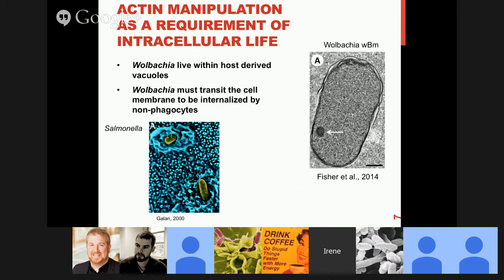So I'll show you this nice picture from Jorge Galan's group showing Salmonella with the classic membrane ruffles that are actually being promoted by Salmonella itself. So through the injection of type 3 effectors, Salmonella is promoting uptake in these epithelial cells, producing these beautiful structures and allowing the bacterium to invade the intracellular niche. So it's likely the case that Wolbachia, also an intracellular bacterium, has a similar strategy for manipulating host actin.